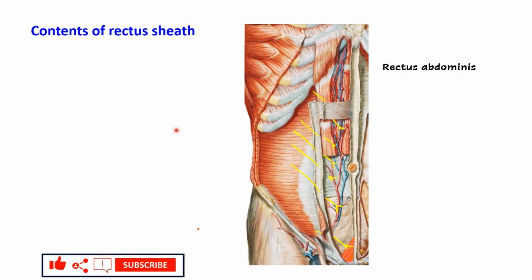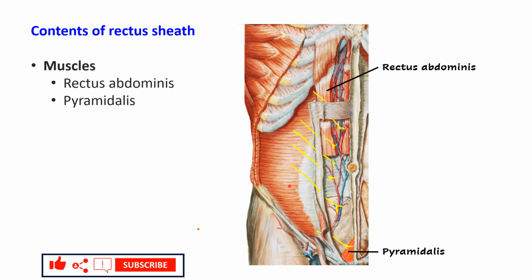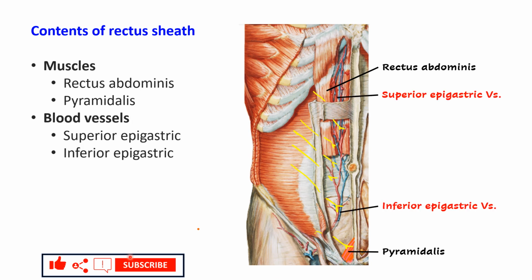Coming to the contents of the rectus sheath, let us look at the contents. There will be muscles, there will be vessels, and there will be nerves. Let us start with the muscles. We already know that the muscles enclosed in the rectus sheath are obviously the rectus abdominis, and the small muscle, if it is present, the pyramidalis. Which blood vessels? That we have already seen. The superior epigastric vessels, artery and vein, and here you can see the inferior epigastric vessels. The superior epigastric artery is a terminal branch of the internal thoracic artery, right? And the inferior epigastric artery is a branch of the external iliac artery.